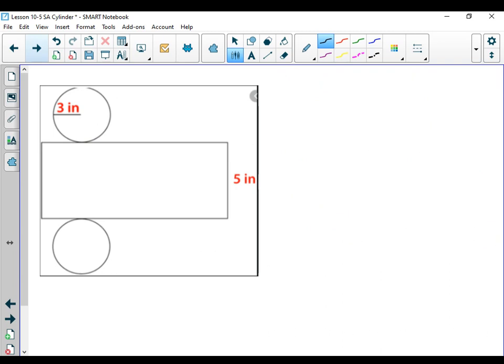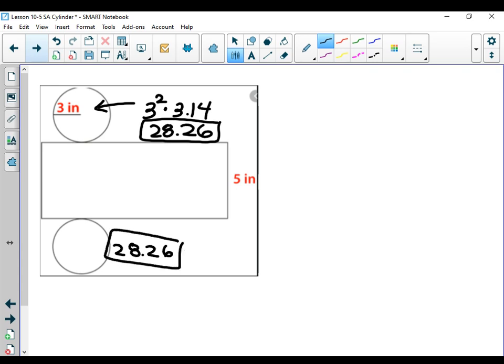Number 5. Oh, yay. I love when someone draws the net for us. Now I can skip right to area. Drake, how can I find the area of this circle? 3 times 3 times 3.14, but the 3 has to be squared. So 9 times 3.14. 28.26. Oh, yeah. Drake did so much work for us. So if we know one, we know the other.